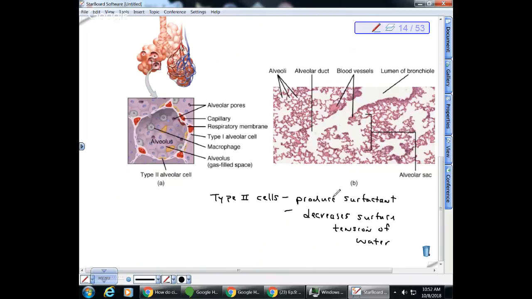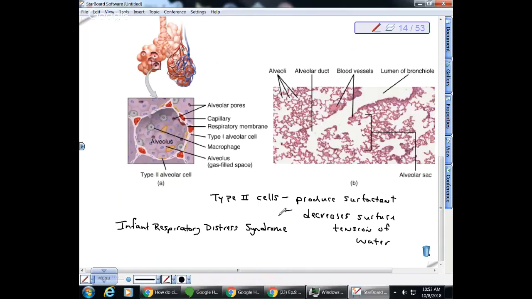2 cells are not producing surfactant because they are so premature that the lungs were not mature. So when we look at what is called the infant respiratory distress syndrome, so this is IRDS, infant respiratory distress syndrome. This is typically caused by no surfactant. So their alveoli are collapsed in on themselves.